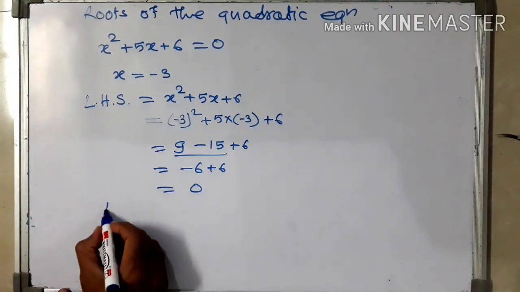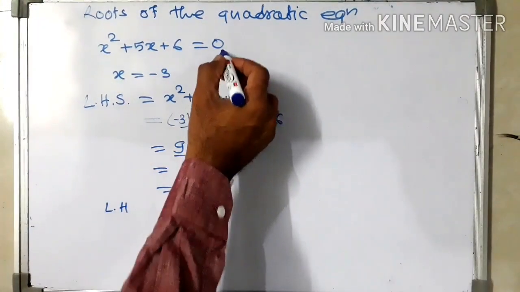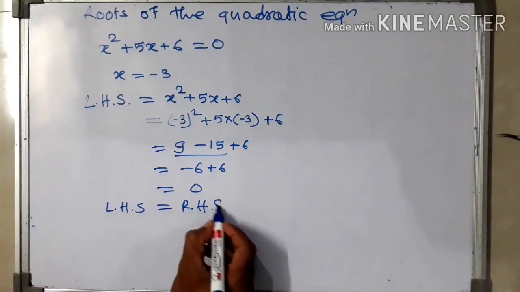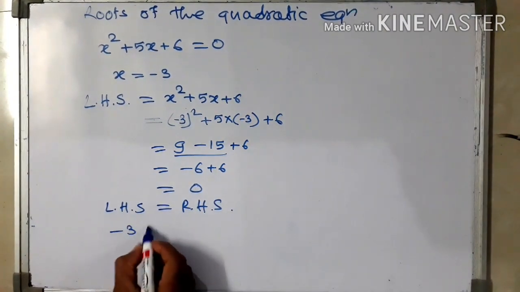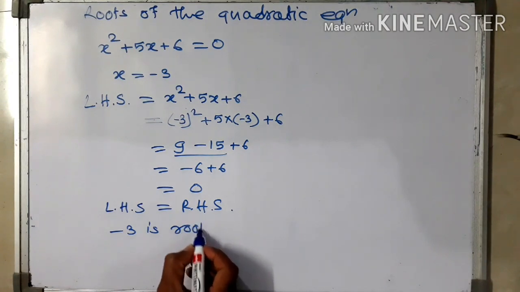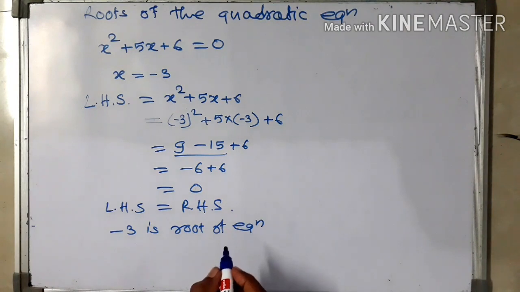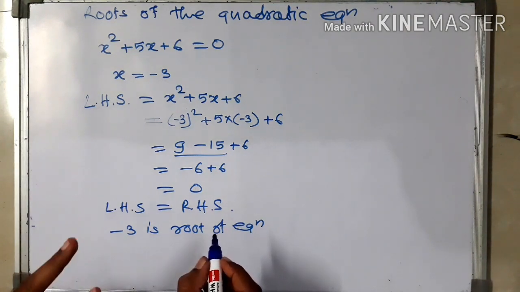Here LHS is 0 and RHS is also 0. Therefore LHS equals to RHS. That means minus 3 is one of the roots of that quadratic equation. We know that every quadratic equation has a maximum of 2 roots.